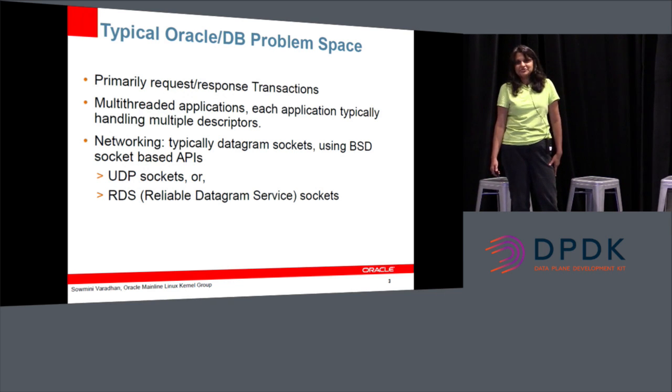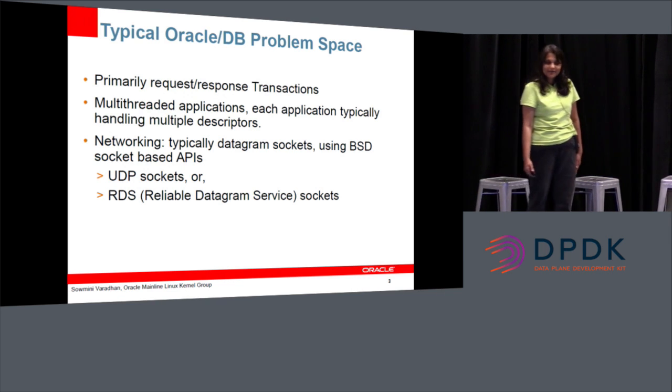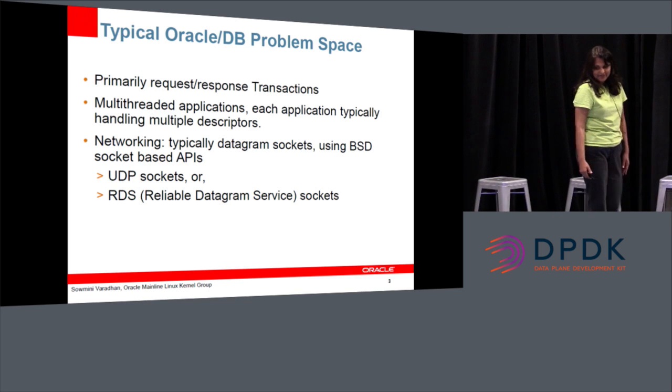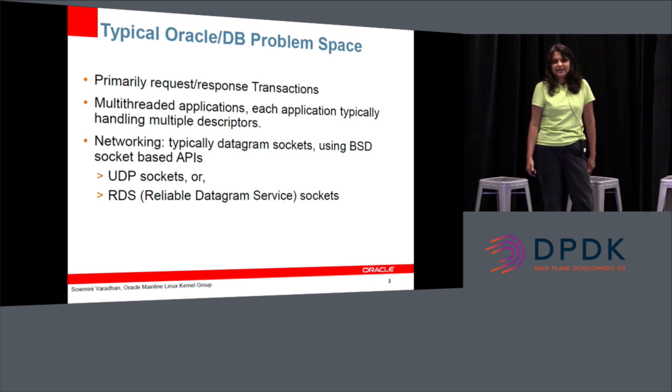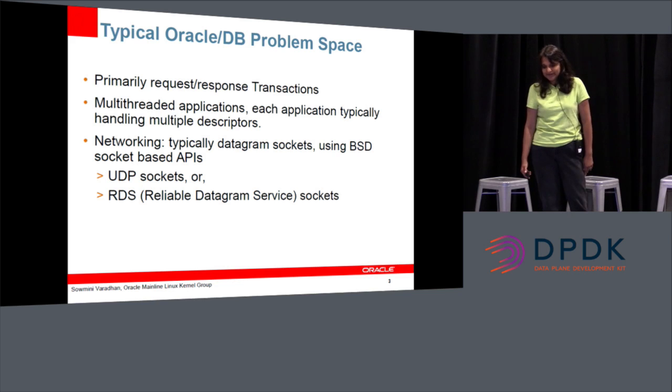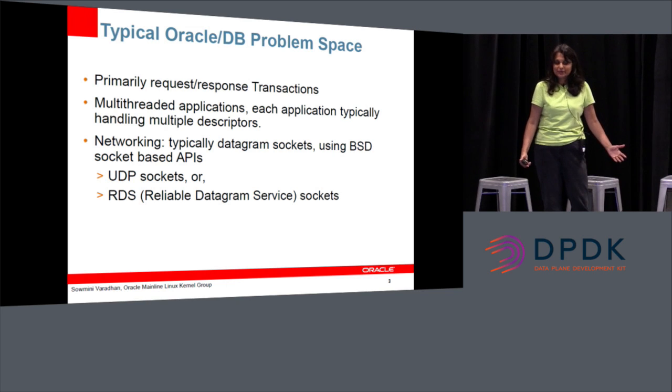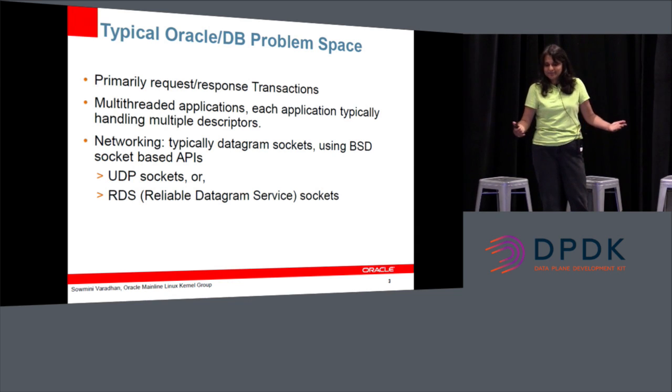These are request-response transaction-based models. Our applications are multi-threaded, and each application typically has multiple descriptors. Now, the important point to note is I said descriptor, not a socket. So I/O comes from many places. Networking is just one of them. We have to deal with disk I/O, file systems, and also sockets. So the application has to dispatch between all of these.